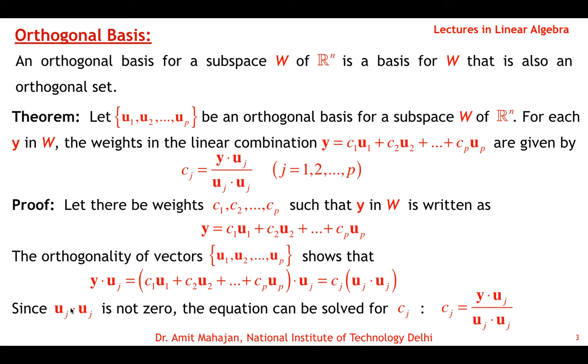Remember, this is not 0, because they are in a basis, so they have to be linearly independent. So this dot product has to be non-zero. If this dot product is 0, then uj is itself a 0 vector, and so it cannot be a basis, it becomes a dependent set. So if you have an orthogonal basis, then you can write any vector as a linear combination and calculate the weights easily by this formula.